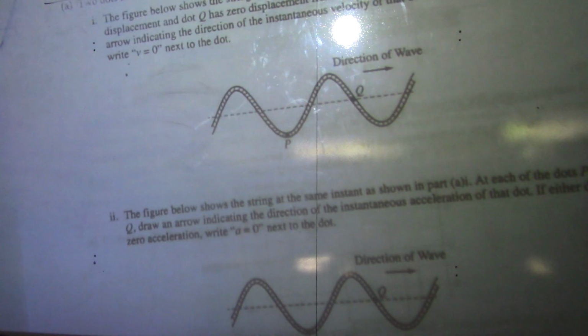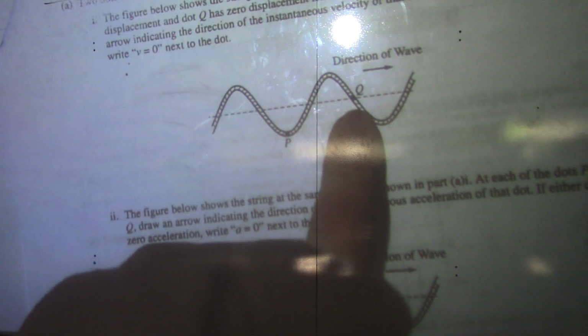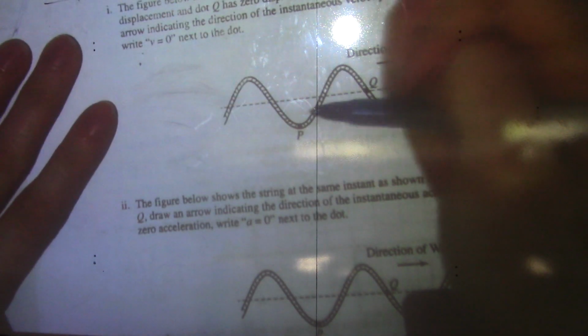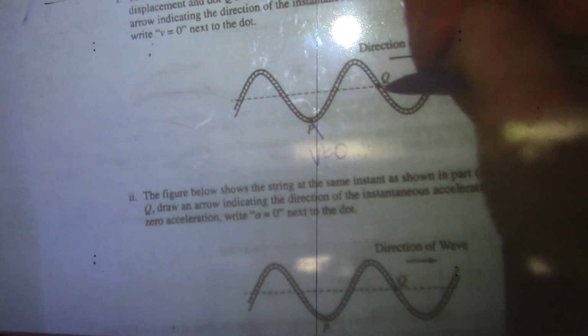Right, here we've got a wave on a string, P and Q. It says this is at maximum displacement, and this is 0 displacement at equilibrium. I want to draw an arrow of the velocity of the point. At this point, see how it's between going up and down? This one would have a velocity of 0. At this point, it is not a velocity of 0.